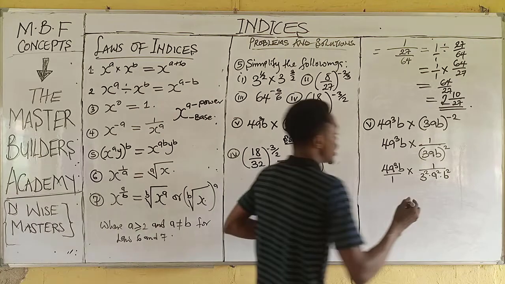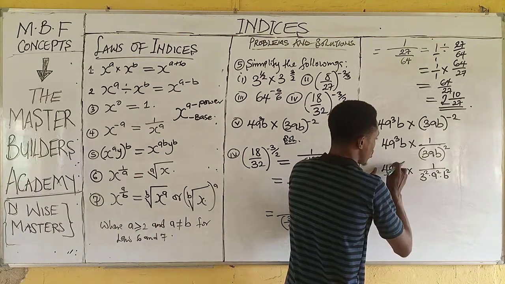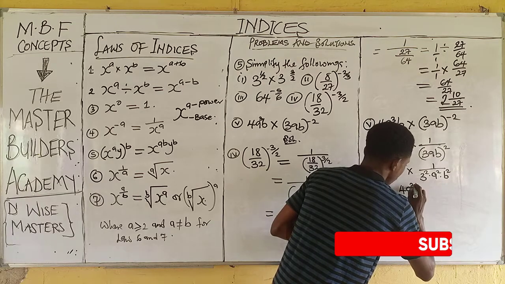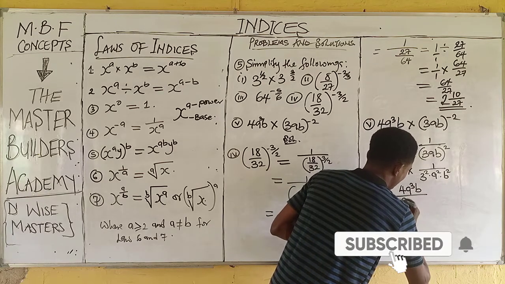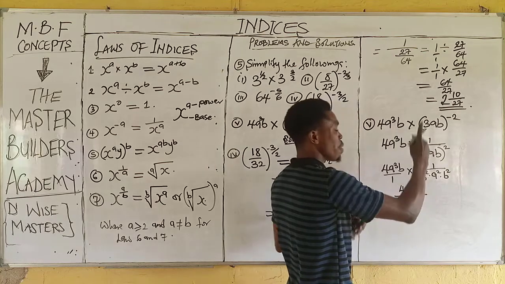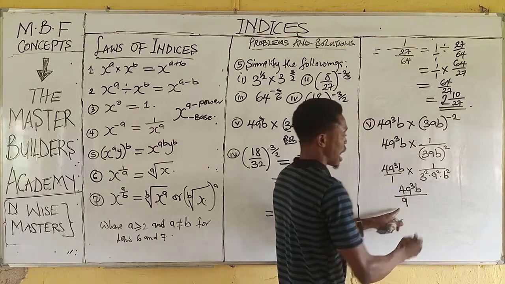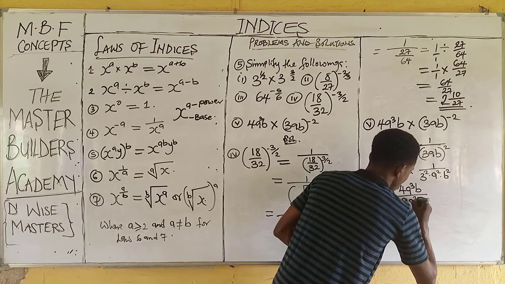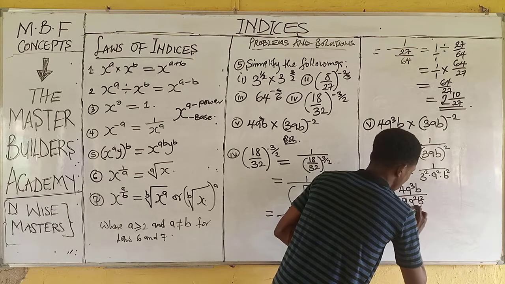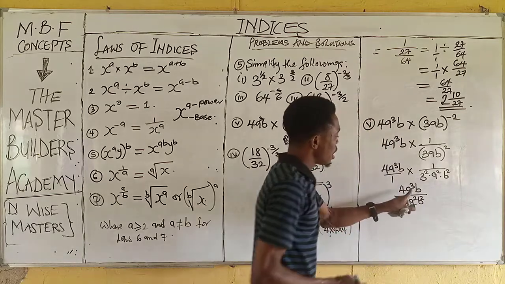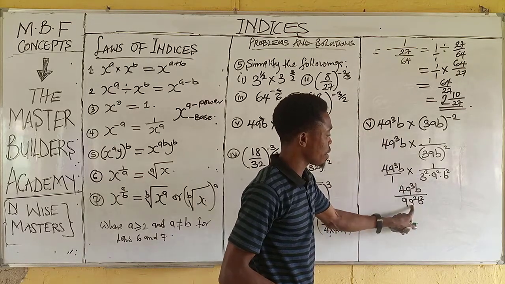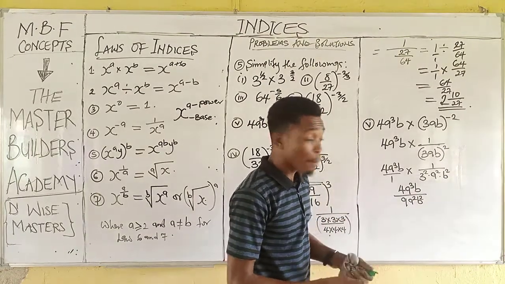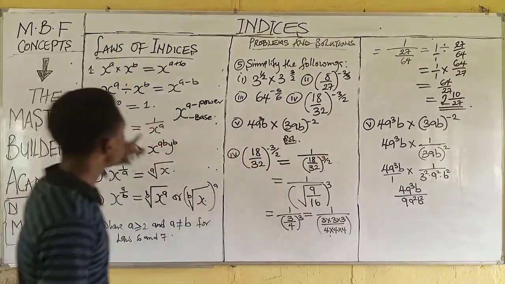Now at this point, everything at the numerator multiplied by 1 will have given us 4a cube b all over 9. 3 raised to power 2 is 3 times 3, which will give us 9, times a raised to power 2 and b raised to power 2. Now we are done with this. The next thing is, this is a raised to power 3 at the numerator, a raised to power 3 at the denominator, this and this. All we need to do here is to implement rule number 2.